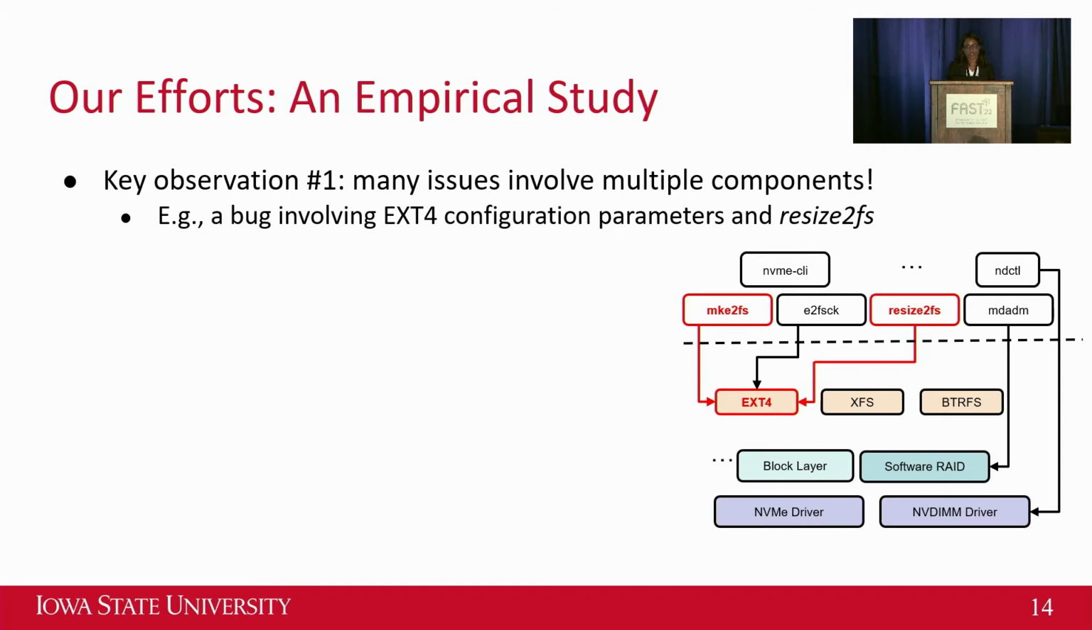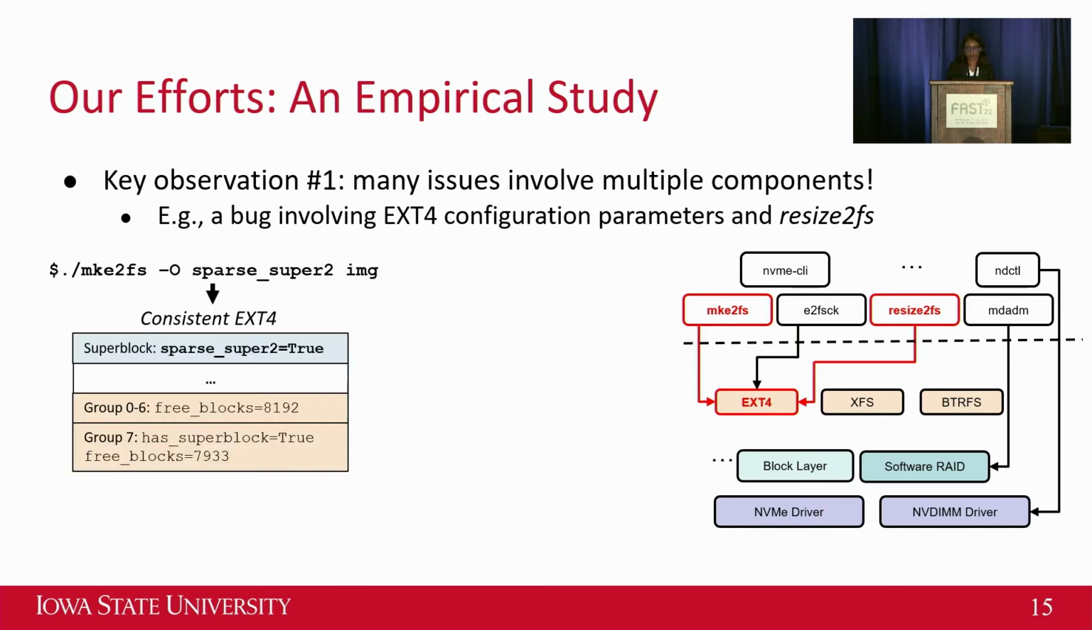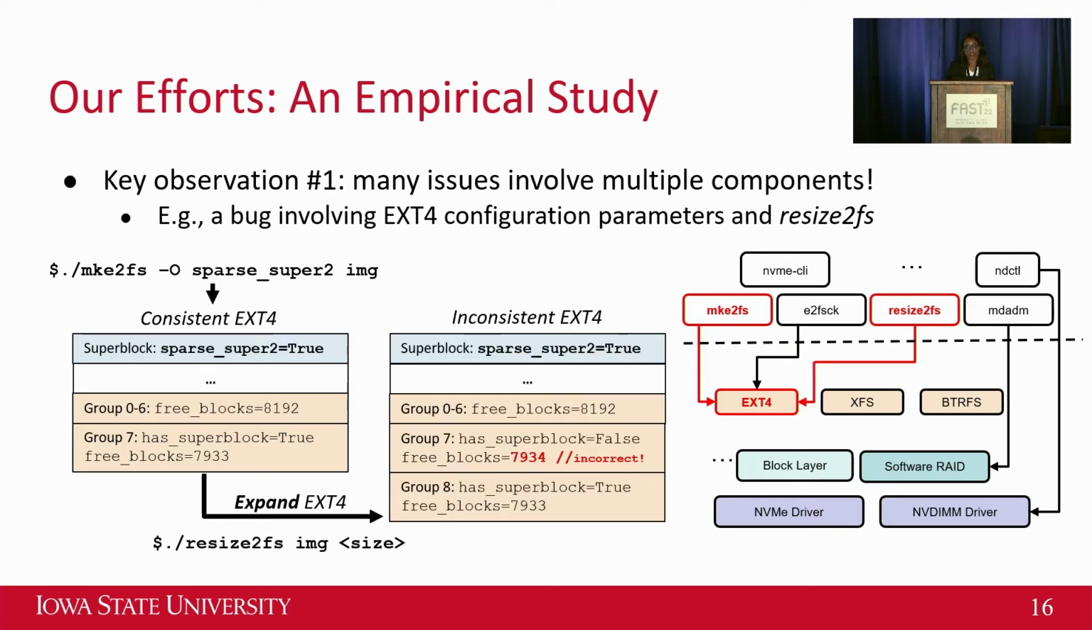The first observation from our study is that many configuration related issues involve multiple components. This is a bug example which involves parameters from both make2fs and resize2fs. To trigger this bug, the sparse super2 feature has to be enabled in makefs. Then we need to expand the file system using resize2fs. This results in an inconsistent file system image with incorrect free blocks count in one block group.